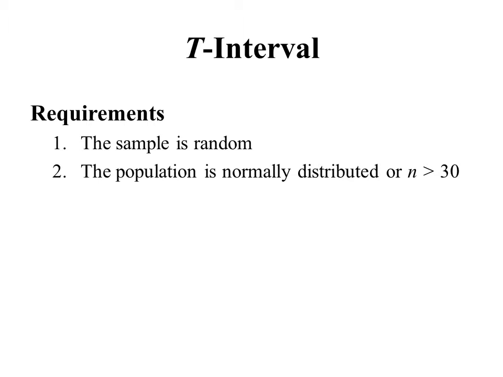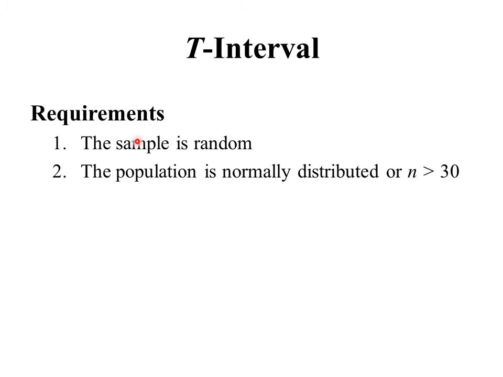But if we remember the requirements for that t-interval, there were two. Number one, the sample is random. Well, that's met in this scenario because we said that the data was randomly collected. But the second requirement is that we need the population to be normally distributed, or the sample size needs to be bigger than 30. Well, in this case, our sample size is only 9, so this part is not met.